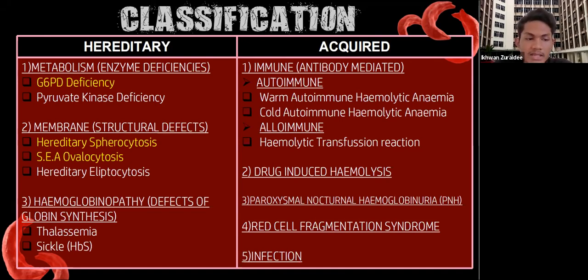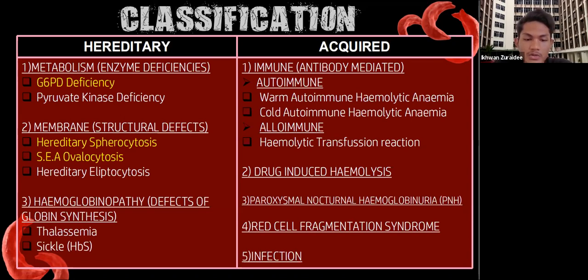And the second one would be membrane or structural defects. So these structural defects will make red blood cells lose their cell membrane component. Now because they are spherical or elliptical, they are unable to pass the splenic microcirculation, which leads to the premature destruction of the red blood cell. For example, hereditary spherocytosis, Southeast Asian ovalocytosis, hereditary elliptocytosis. And the last one, we have the hemoglobinopathy, which has been explained by Afiq just now.